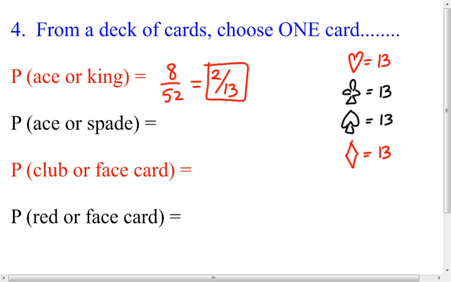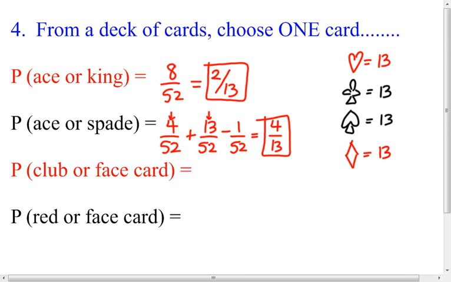Okay, but now if you do an ace or a spade, there are 4 out of the 52 cards that are aces, and there are 13 out of the 52 cards that are spades. Okay, and then the problem is there are some cards that have an ace and a spade on them. There's one card that is the ace of spades. You've counted that as part of this set, and you've counted that as part of this set. So you need to take that overlap out of there and subtract that one out of 52. And when you do that, you should get 4/13.